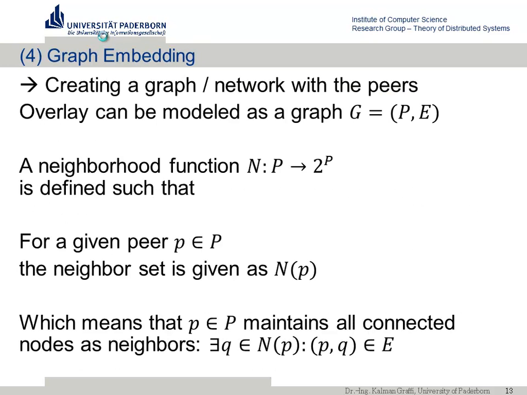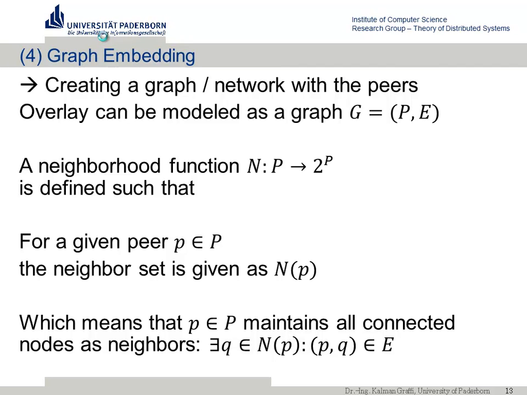Okay, so now what we have is peers and resources with IDs. They are all in the same ID space, and for all the resources we have peers which are responsible. What we do now is to enable finding peers based on their IDs. That means we first have to create a network, a graph. And that's the graph embedding. We have a network of peers, a graph, and for every peer we have a neighborhood function. That's the graph embedding.